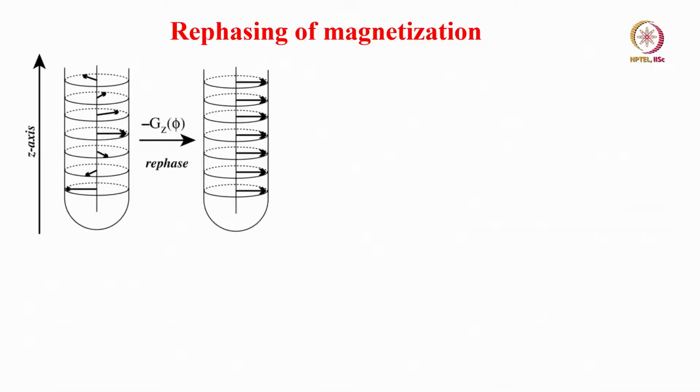So how do you do the rephasing? Now it is already dephased here. Inhomogeneity has already been created, and as you see, in different slices the spin vectors are precessing at different frequencies. The phases are different in different slices. Now this is after applying gradient Gz of phi. Now I am applying gradient minus Gz of phi, equal and opposite. What should happen?